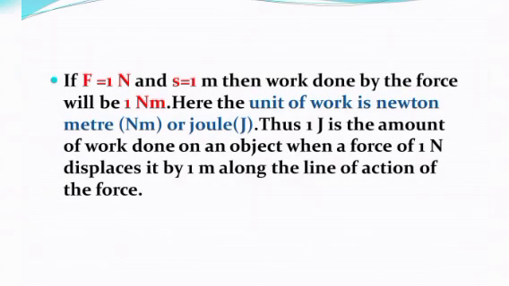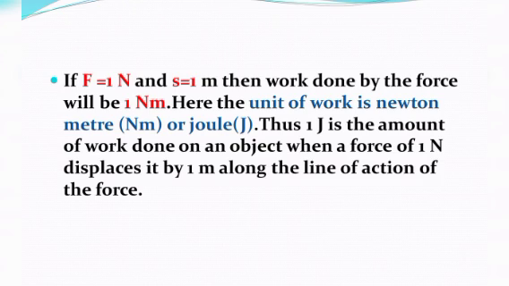If F equals 1 Newton and S equals 1 meter, then what is the work done? The work done by the force will be 1 Newton meter, right? Here the unit of work is Newton meter or joule. Thus 1 joule is the amount of work done by an object when a force of 1 Newton displaces it by 1 meter along the line of action of the force.